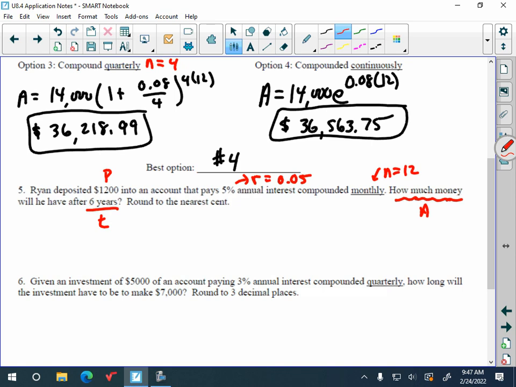So let's plug all those numbers into our formula. We don't know what A is, so that's what we're looking for. So 1,200 times 1 plus 0.05 divided by 12 raised to the 12 times 6. Again, that exponent, 12 times 6, is going to turn to 72.